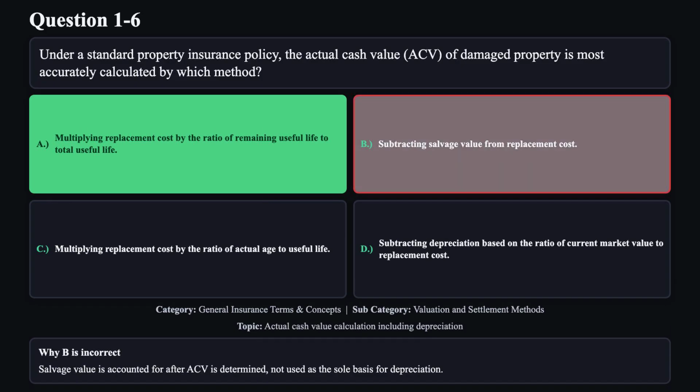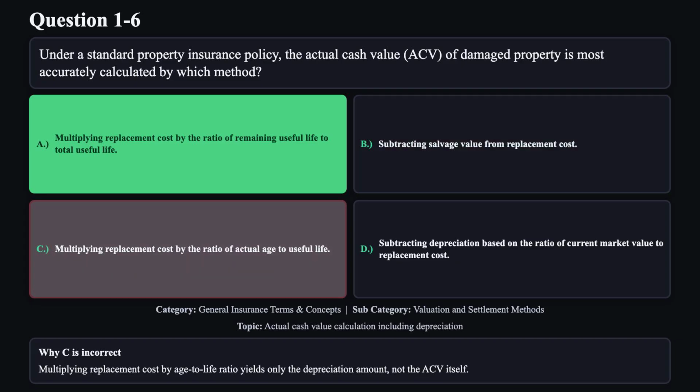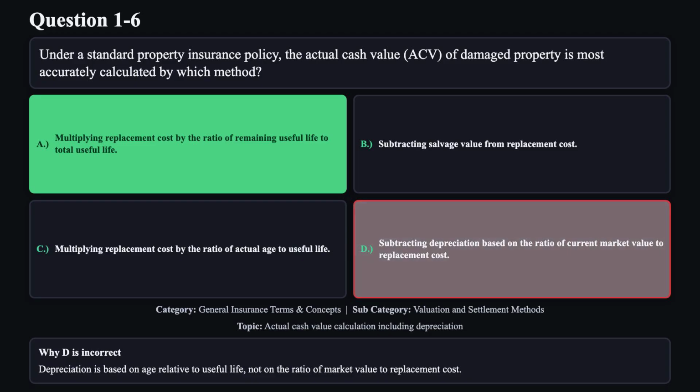Reason B is not correct. Salvage value is accounted for after ACV is determined, not used as the sole basis for depreciation. Reason C is not correct. Multiplying replacement cost by the age to life ratio yields only the depreciation amount, not the ACV itself. Reason D is not correct. Depreciation is based on age relative to useful life, not on the ratio of market value to replacement cost.